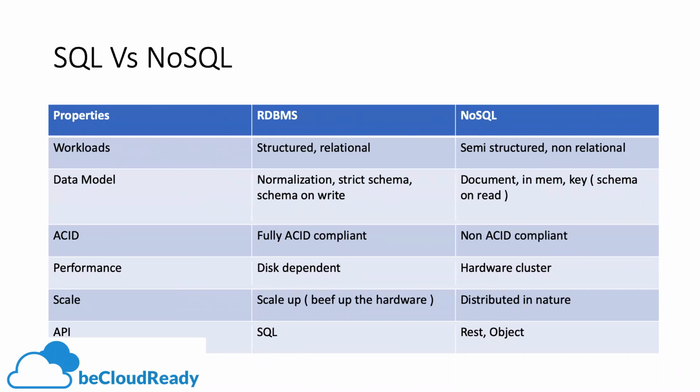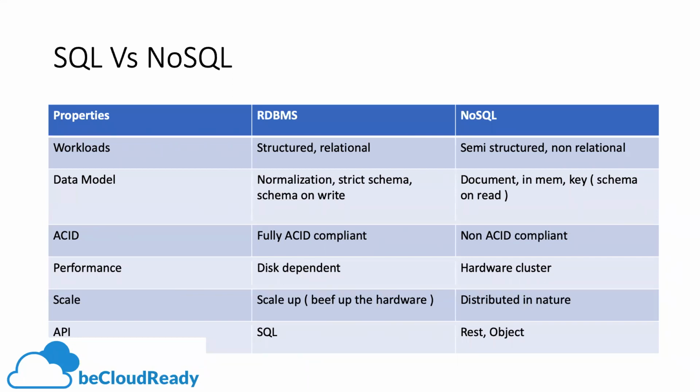Data model, again, we talked about normalization, strict schema, and schema on write. You have to be very strict about schema, because if the data type of what you are inserting into the database doesn't match what is defined in the schema, it will break. It doesn't work. If anybody has used MySQL, Oracle, PGSQL, you know what I'm talking about.